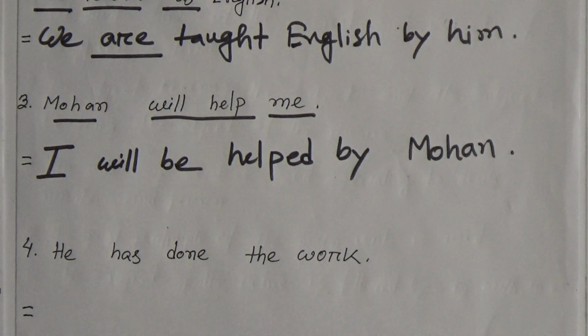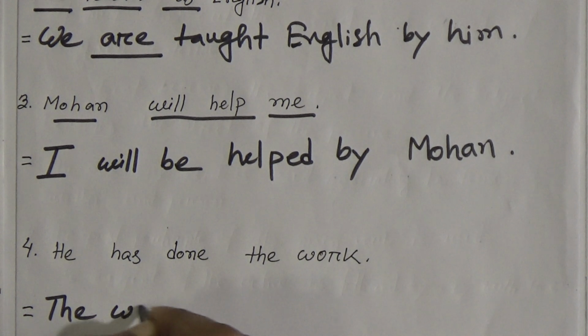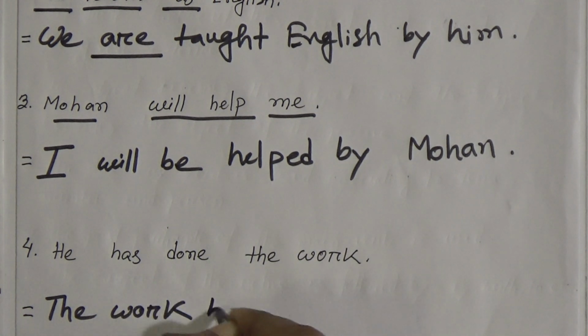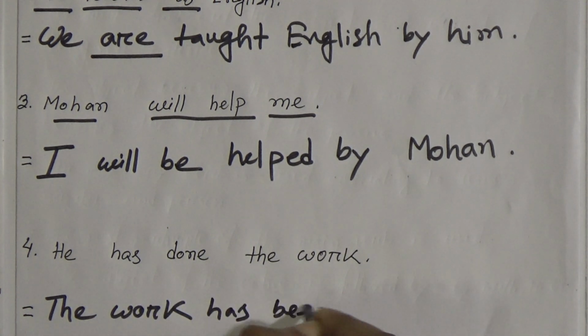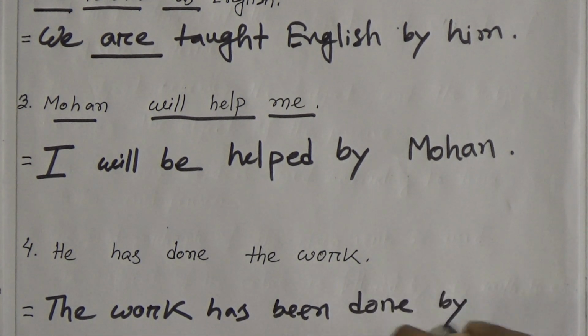Number 4, similarly, he has done the work. This is written in present perfect tense. So we will use the work has been done by him.